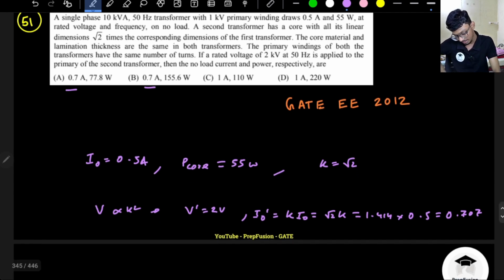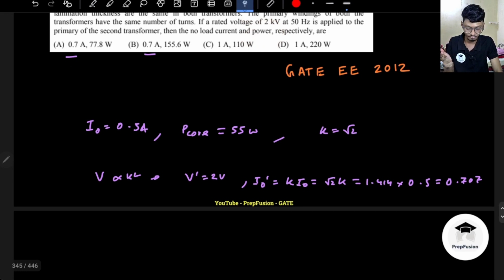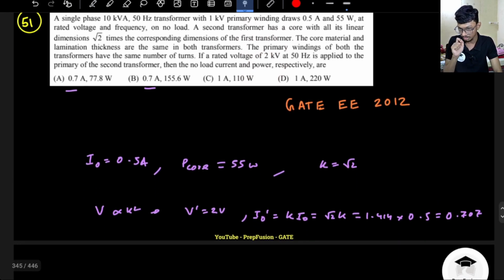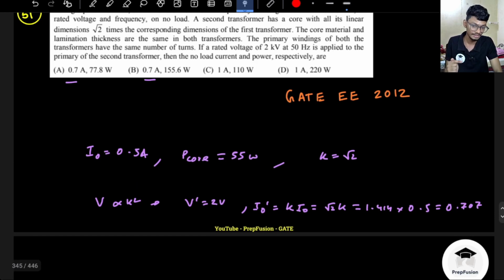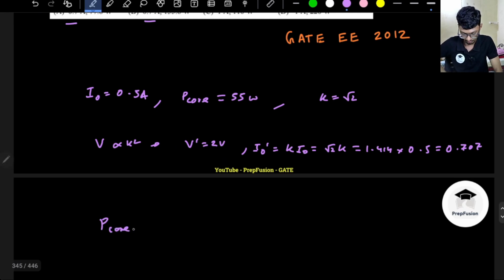Okay, and they're asking the power. What will be the power? So core loss we have already derived. The core loss component of the power will be scaled by k cube, because it is proportional to the volume, right? P core is proportional to the volume, if you remember. So it will be scaled by k cube.